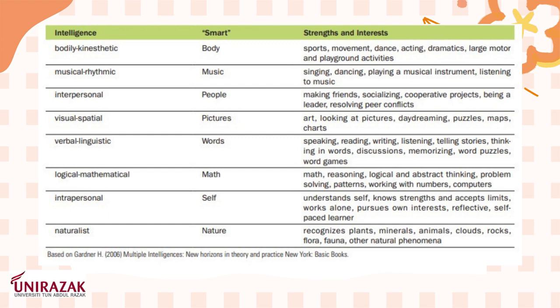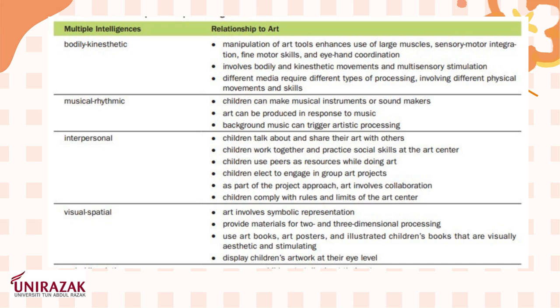As educators, we should provide different types of activities so children have opportunities to learn and express themselves in different ways. Bodily kinesthetic: art involves using hands and body movements, which develops motor skills and coordination. Musical rhythmic: children can create instruments, make sounds, or create art while listening to music. Interpersonal: children can talk about their artwork, share materials, and work together on group art projects.